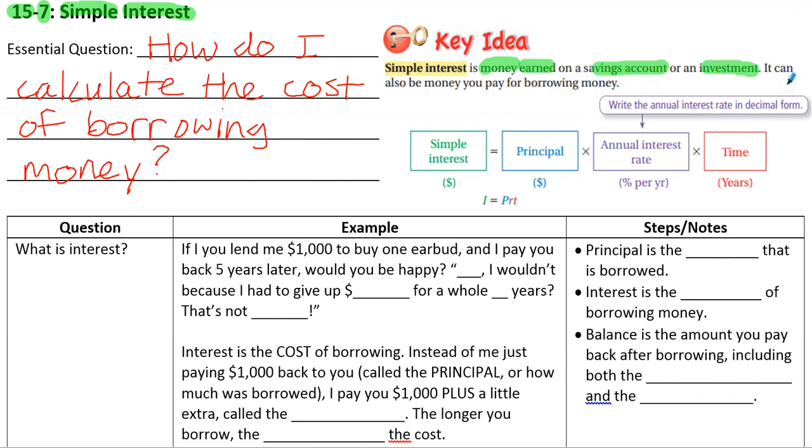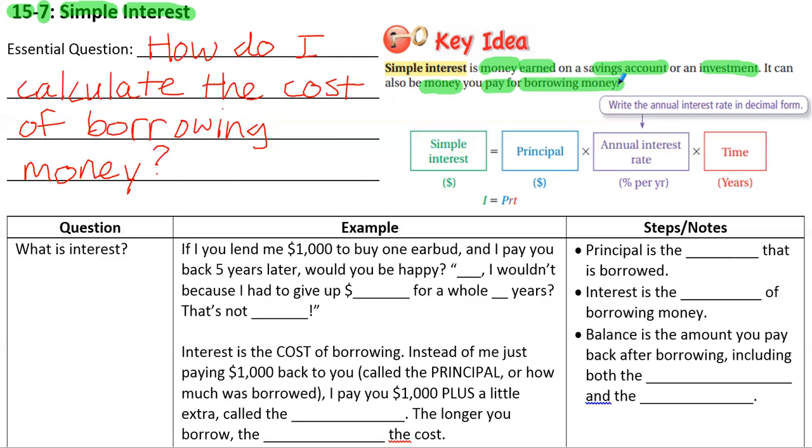Anyways, investment. So you might buy something that earns interest. Or you might say, hey, I'm going to loan somebody money and they're going to end up paying me not only the money I loaned them, but a little extra. So simple interest can be money you pay for borrowing money. Borrowing money, after all, is not free.